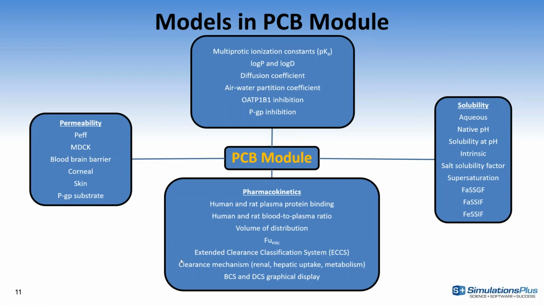This is a list of the models in the physical, chemical, and biopharmaceutical module. So I'll start up here at the top. We have a pKa module, and I'll talk more in depth about that on the following slides. We have a very accurate log P model and a log D model. The log D model uses the log P model along with the pKa of the compound to look at the variance at the pH. Diffusion coefficient, which is also used in GastroPlus. Air-water partition coefficient, and then we've got a couple transporter models, and I'll show where these are shown in GastroPlus.